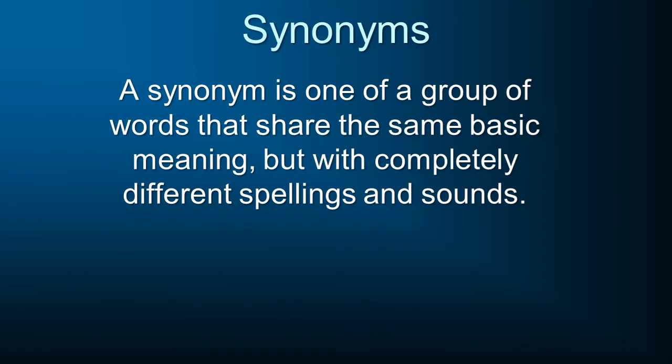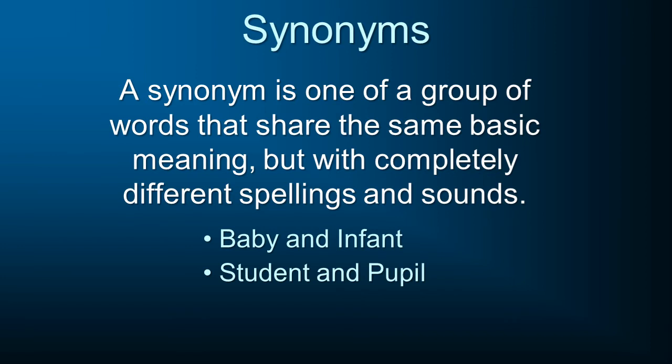Now, let me talk just a bit about synonyms. A synonym is one of a group of words that share the same basic meaning, but with completely different spellings and sounds. For example, you might have a baby and an infant, and they basically mean the same thing, but they're spelled differently, they sound differently, the terms are synonymous with each other. A student and a pupil. Now the word pupil can be used in a few different areas. It can be used like the pupil of your eye instead of like the student's sort of pupil. But these words are still synonyms.